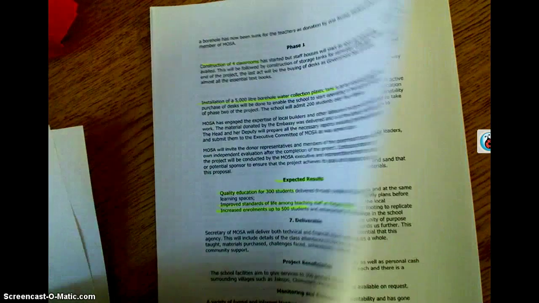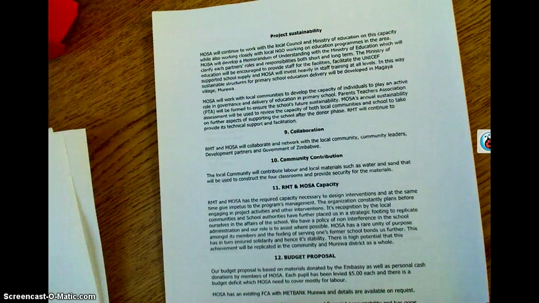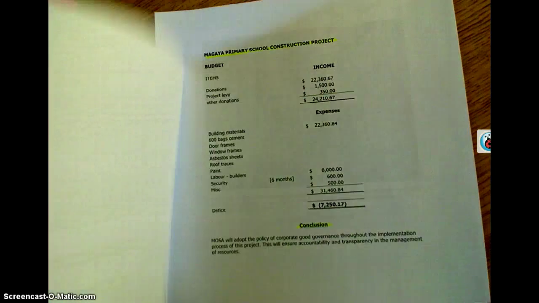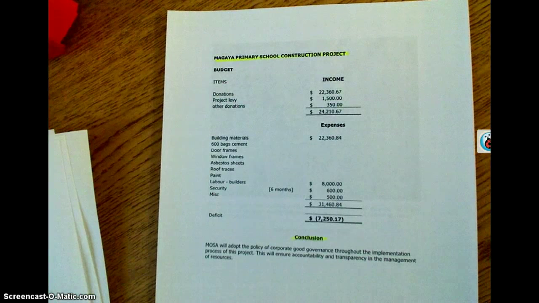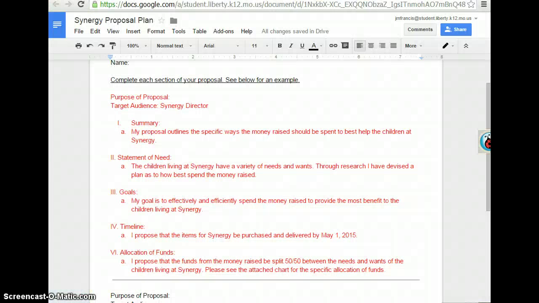Okay? The last step, I'm going to flip all the way back because they have a budget here, which would apply in the case of our allocation of funds. You need to break out. You need to be very specific. How do you want to spend the money that we've raised? So your last step in the proposal is going to be the allocation of funds.